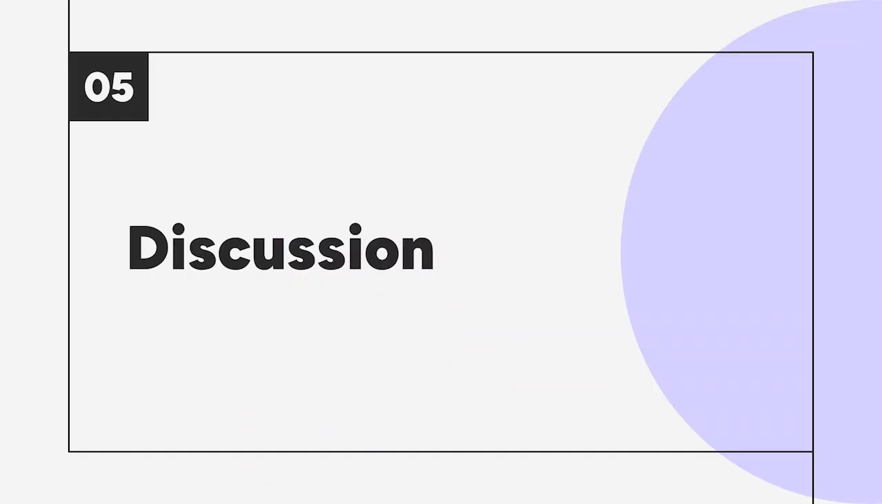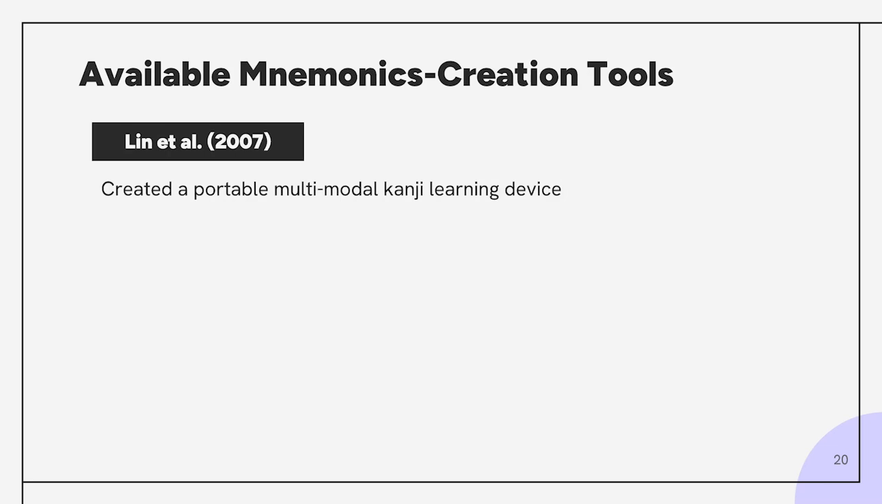Now we'll discuss the results of the scoping review. Let's look at some of the available mnemonics creation tools. Some created devices on their own with the option of users to add their own mnemonics, such as Lin et al., who created a portable multimodal kanji learning device. Kanji is a logographic Japanese writing that uses Chinese characters.